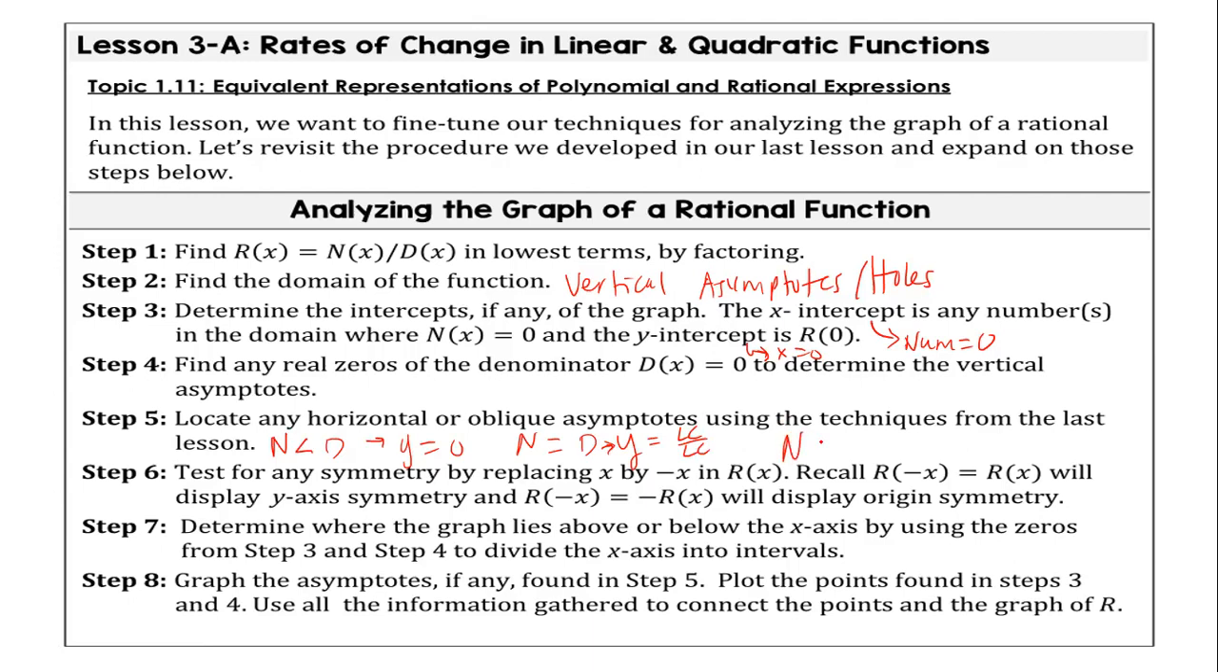And if the degree of your numerator is greater than the degree of your denominator by only one, then you have an oblique asymptote, and that means you have to do long division or synthetic. For any symmetry, by replacing x by negative x, you can determine whether it's odd or even symmetry. And then you're going to determine where the graph crosses the x-axis by using your zeros, your intercepts. And then you graph it and put it all together.